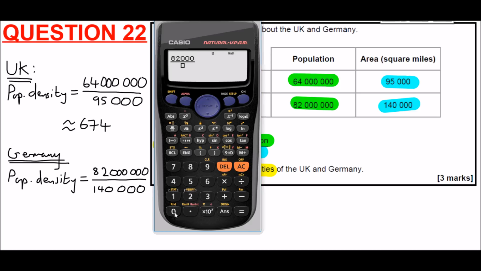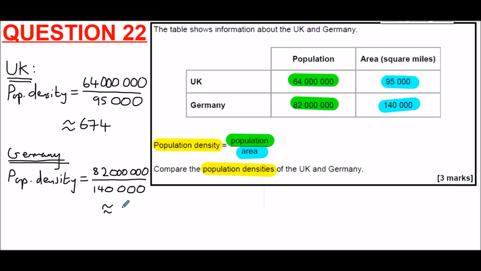82 million. Check I've got it right. I have. Divided by 140,000. That's one too many zeros. So take one off and press equals, and we should get for this one a number in between 585 and 586. And so what I'm going to do is round it to the nearest person and say it's about 586.